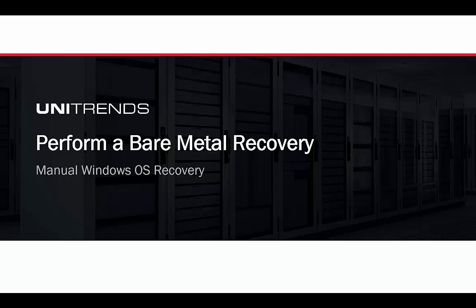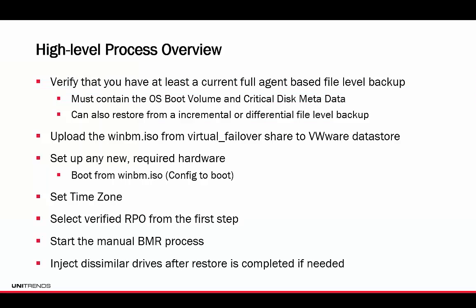When we look at performing a bare metal recovery, the manual OS recovery process for Windows, you want to make sure you verify you have at least a current full against that agent-based asset once again. Running backups is so important. If we don't have the backup, you can't restore it. That backup, once again, must contain the OS boot volume and any critical disk metadata.